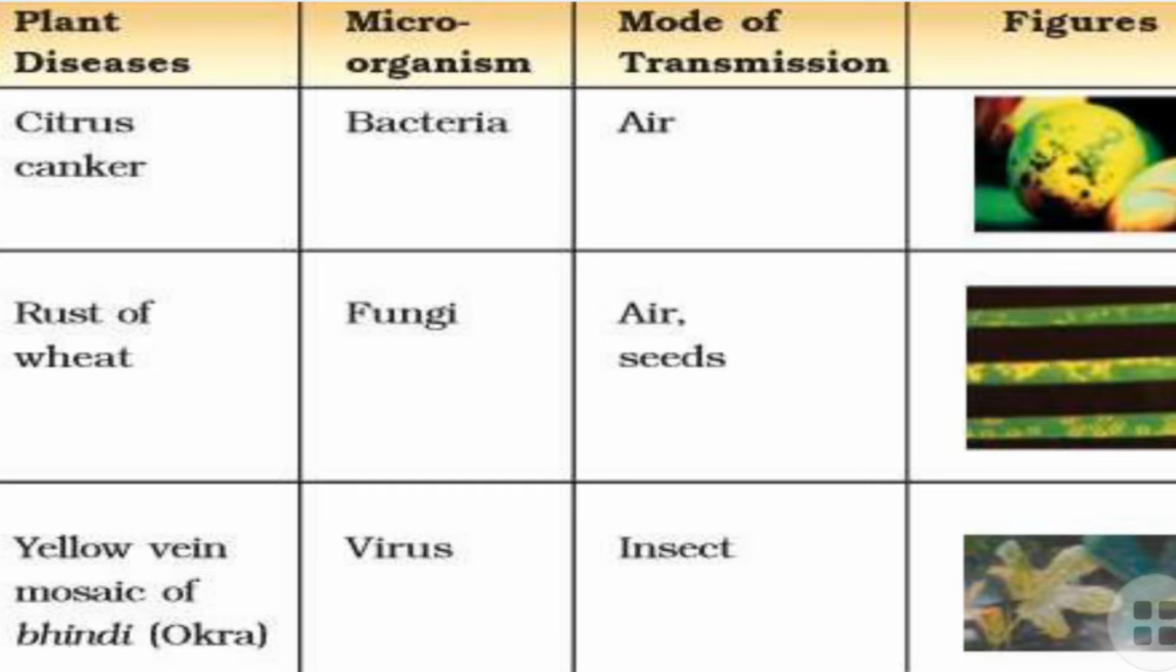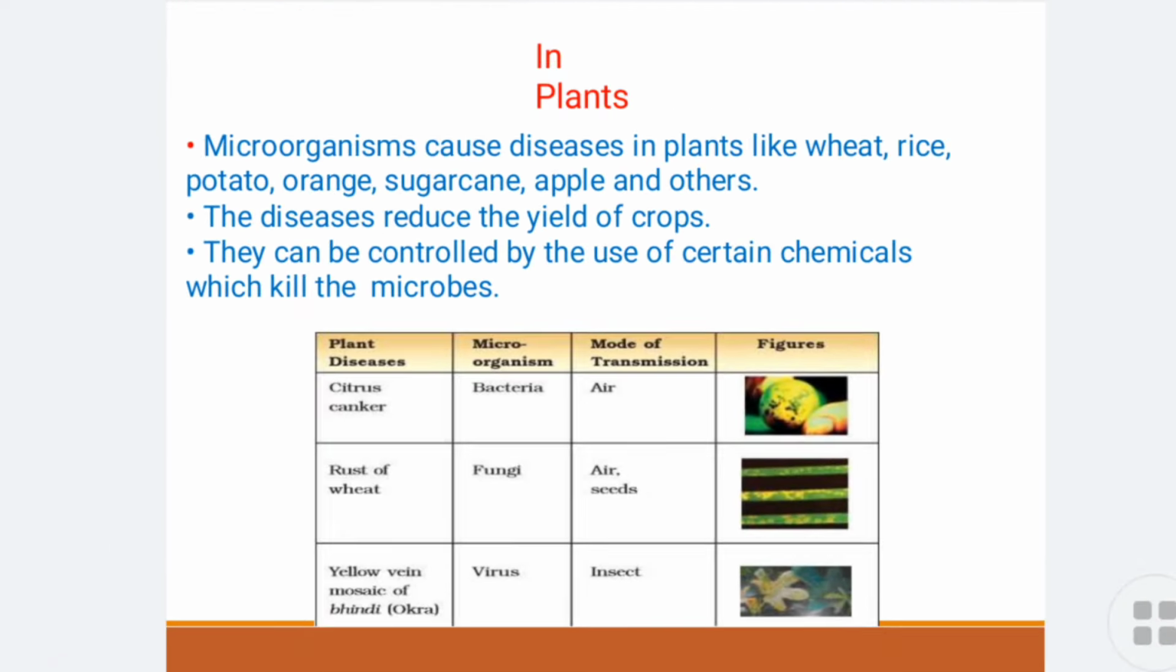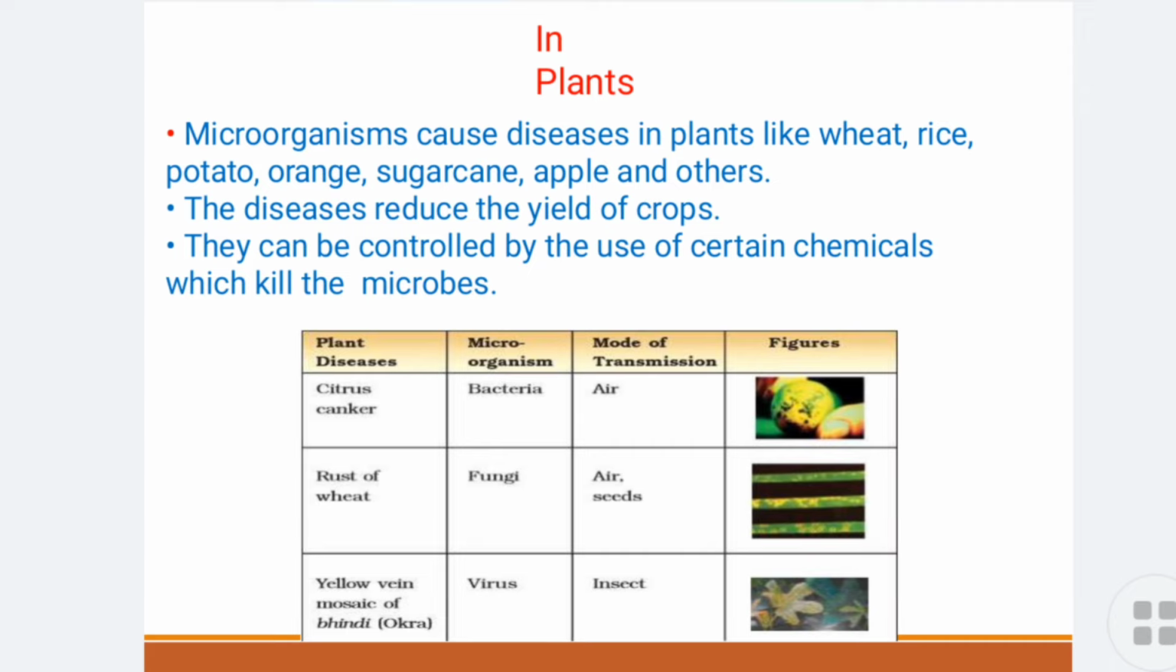Now another disease is yellow vein mosaic of bhindi, that is okra. It is also a viral disease caused by a virus, and its mode of transmission is insects. So through insects it spreads throughout the bhindi or okra plant. Here, leaves of the bhindi plant get damaged, they get infected, reducing the photosynthesis process and thereby reducing the yield of crop. So these are the three main diseases to be studied here in class 8th. These harmful microorganisms are very commonly causing diseases in humans, plants and animals.